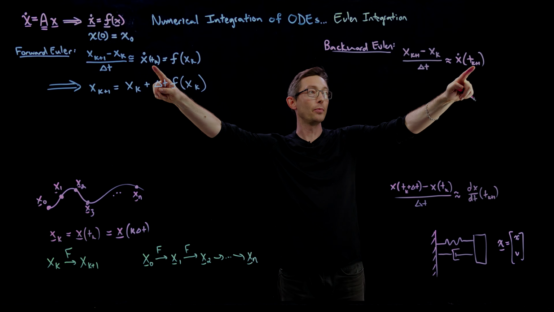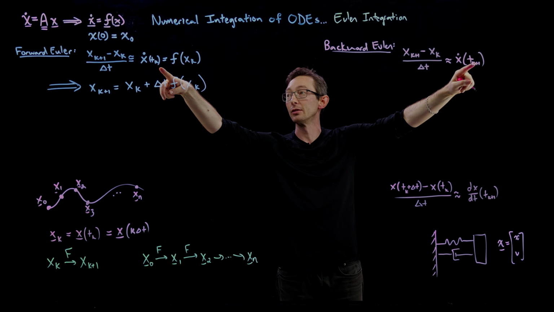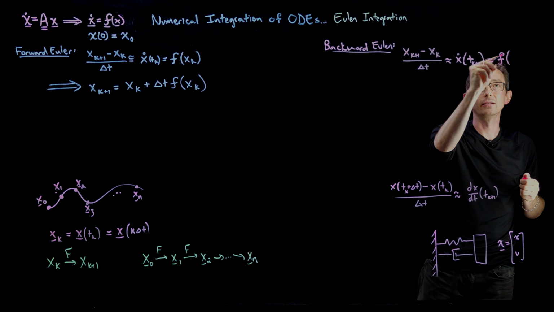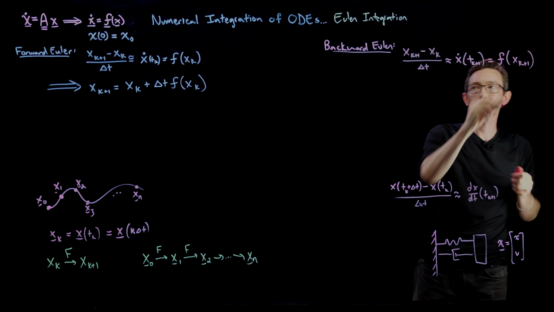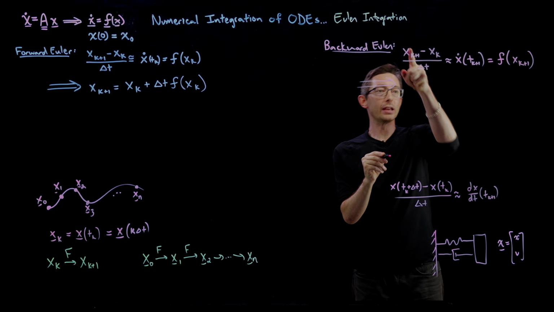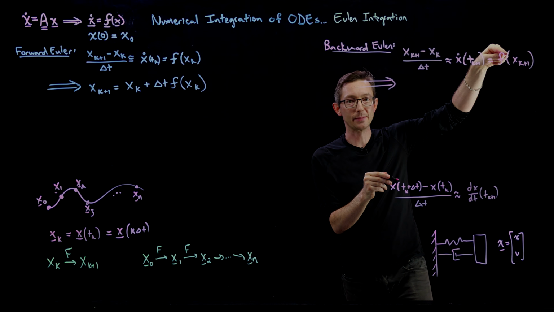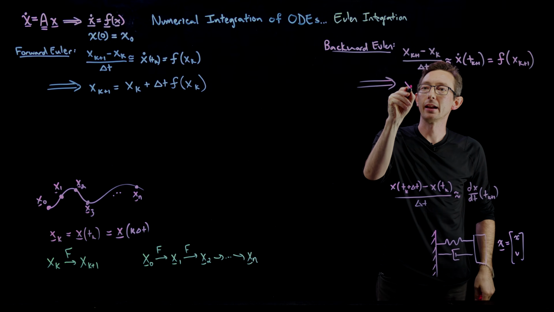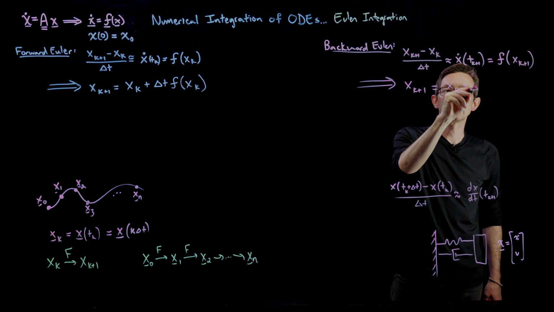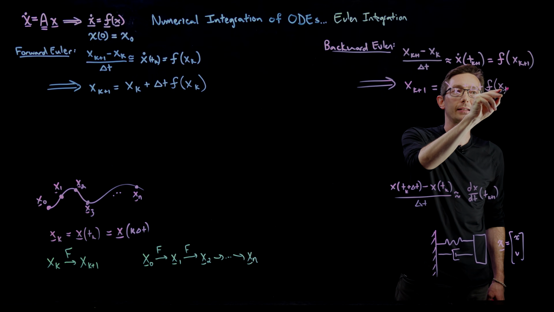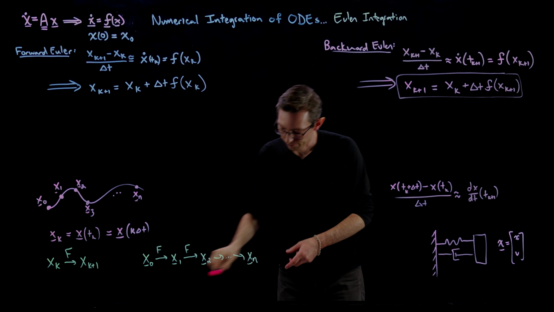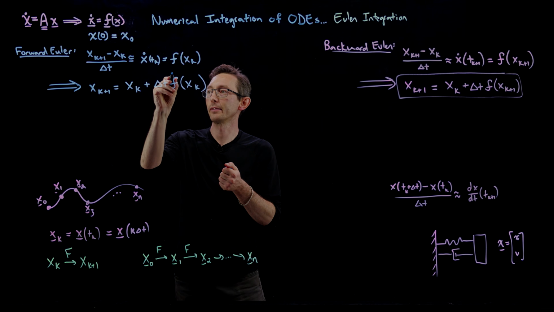And so notice here, the only thing that changed was x dot is now a function of tk plus 1 on the right, which means this is approximately equal to f of xk plus 1. That implies that we can multiply both sides by delta t and add xk, and I get xk plus 1 equals xk plus delta t f of xk plus 1. This is my backward Euler scheme. I'm going to circle this one just so you remember. This is my forward Euler scheme.